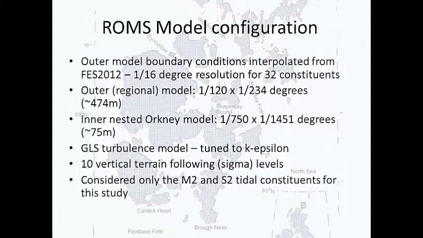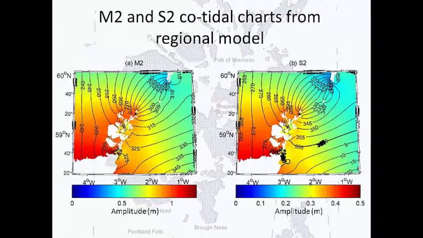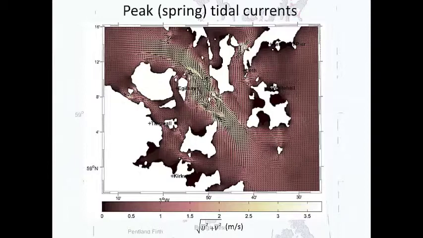This is the co-tidal charts produced from the analysis of the outer model. The color scale is the amplitude, the one on the left is the M2, the one on the right is the S2. Got my 5-minute warning already. I'm in trouble, I think. So I'll not describe this any further, but just to show you that this is the region of the inner nested model, and these are some results from it. The color scale shows the peak tidal currents at spring at the actual resolution, whereas the vectors are just every third or every fifth grid cell.